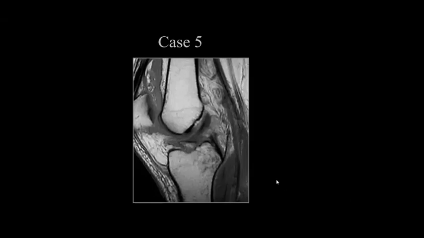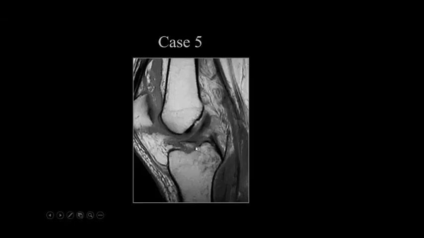Okay, which sequence is this? T1. Yeah, it's T1 sequence because the fluid is dark. Okay, so this is sagittal T1. Yeah, with avulsion fracture, very good. Avulsion fracture involving which bone?